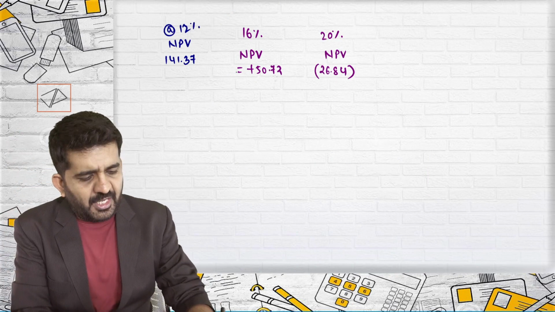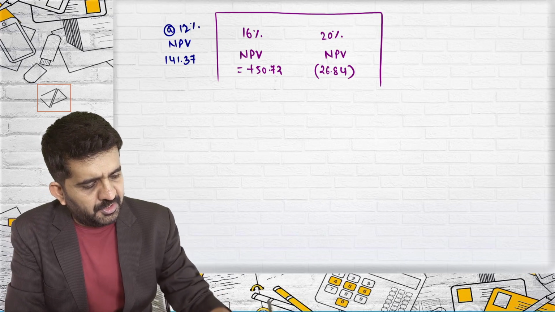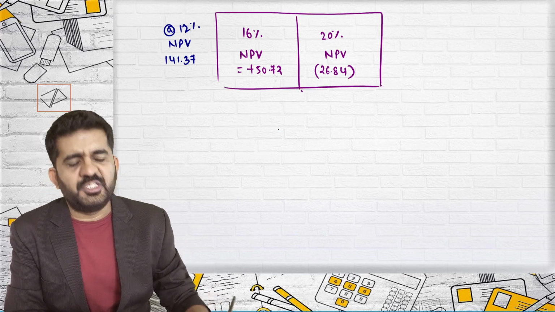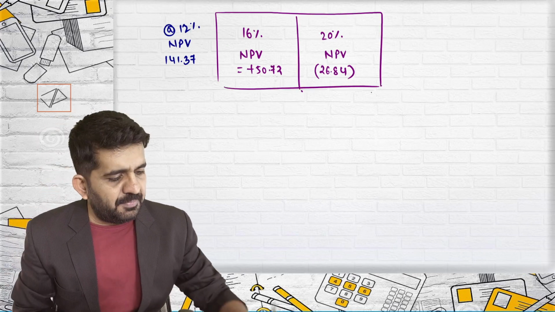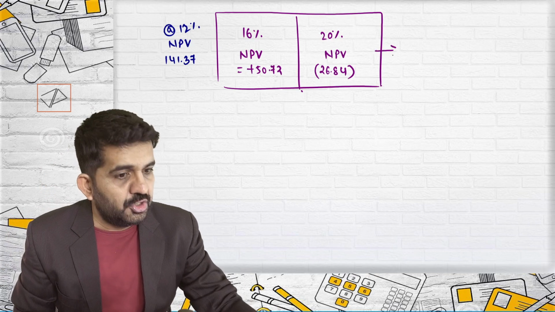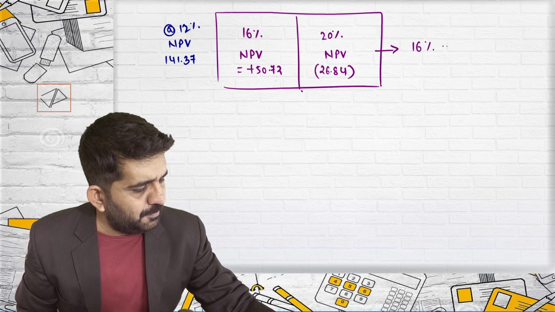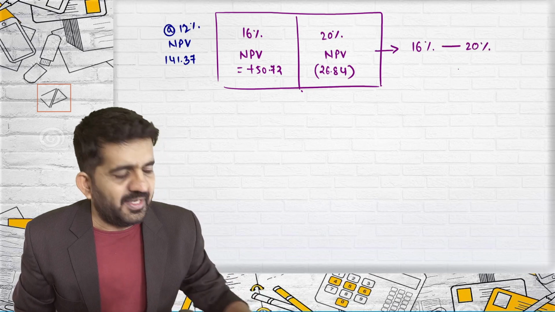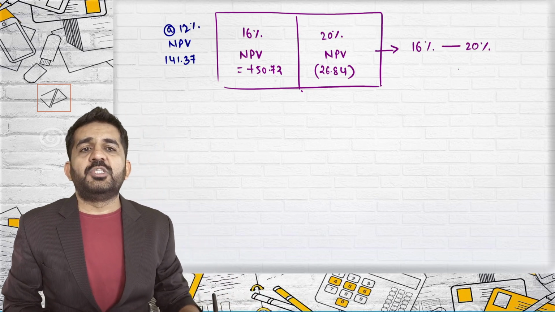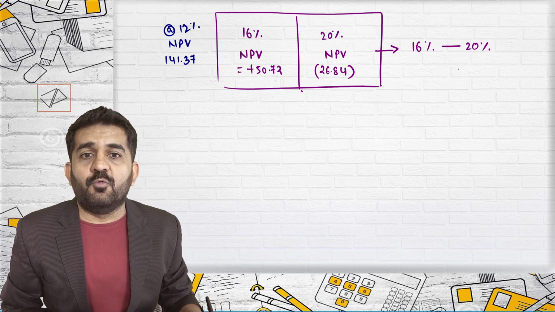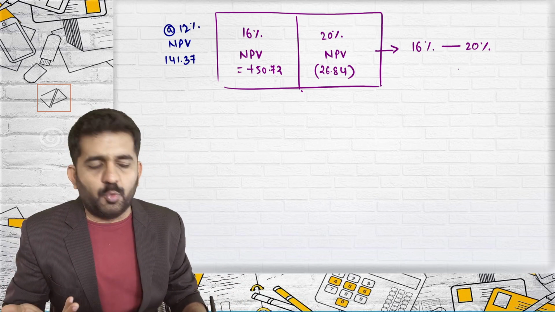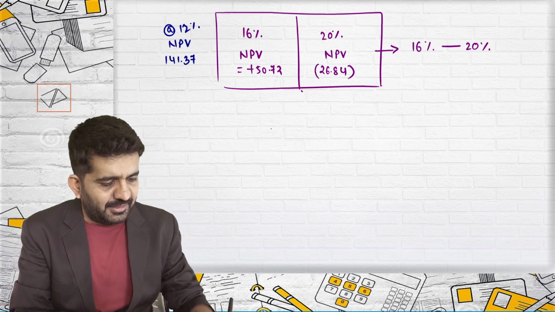I want to find out IRR. I can use these two figures because one is positive NPV, one is negative NPV. I have got the range. What is the range? My IRR will be 16% to 20%. I will be using the interpolation technique to find out the answer. Every time I will not do it logically because it becomes a very lengthy process.